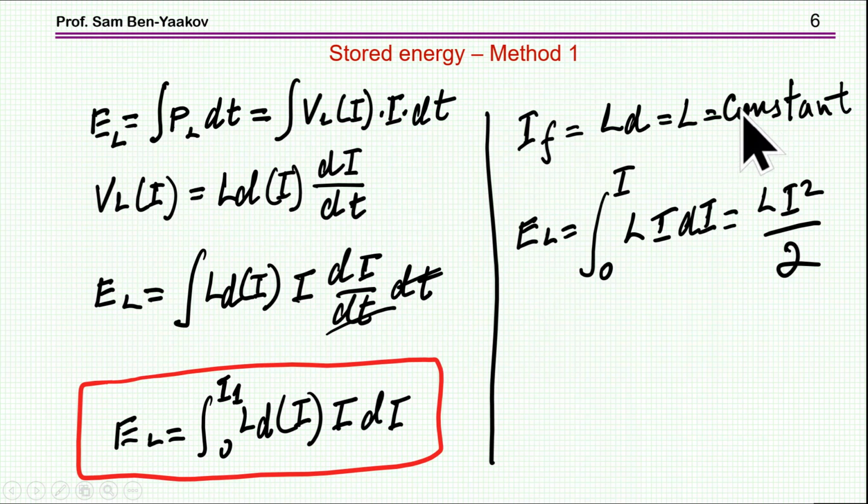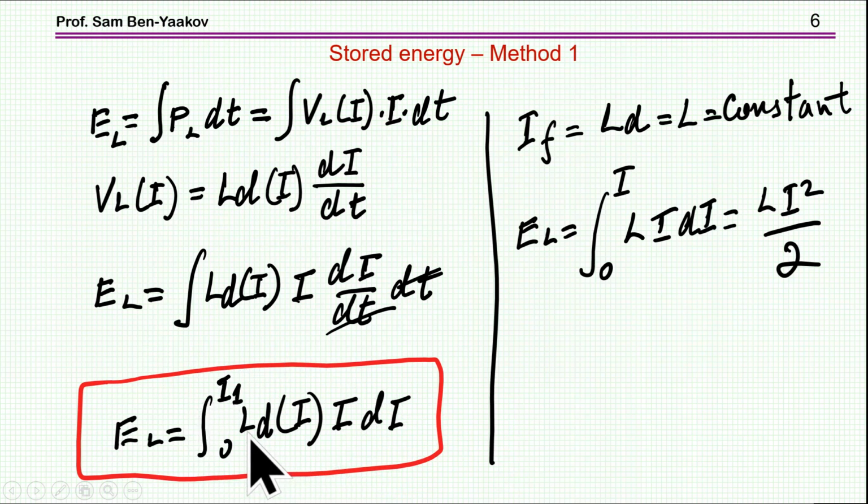Well, if L is constant, then this is a constant number, so I can take it out as a matter of fact, and then I'm left with I di, which boils down to this solution, which is very well known. Of course, this is the one we talked about earlier. So this is the solution to the question.